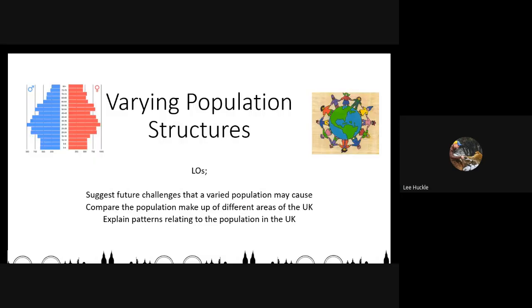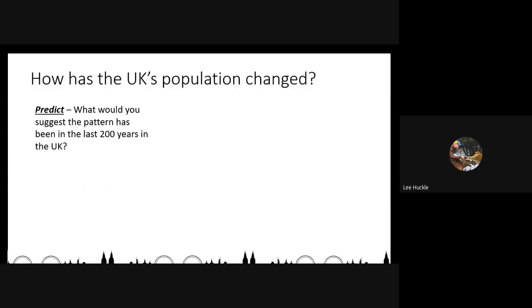So let's begin. This unit started with a fairly broad look at varying population structures, in particular looking at the UK. There were three things that you looked at in the first couple of lessons. You explained the patterns relating to the population in the UK, how it's changed over the years. You then compared the population makeup of different areas of the United Kingdom. And then you started to look at future challenges that a varied, growing, declining, changing population may cause on the United Kingdom.